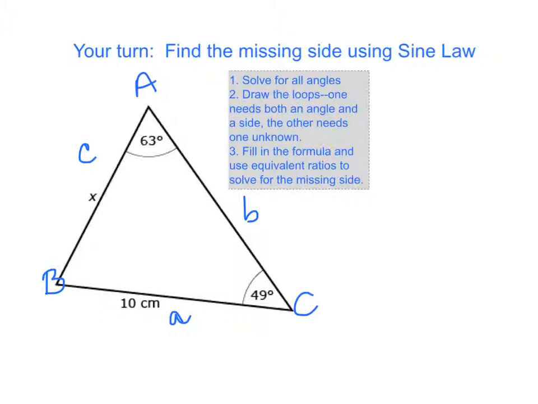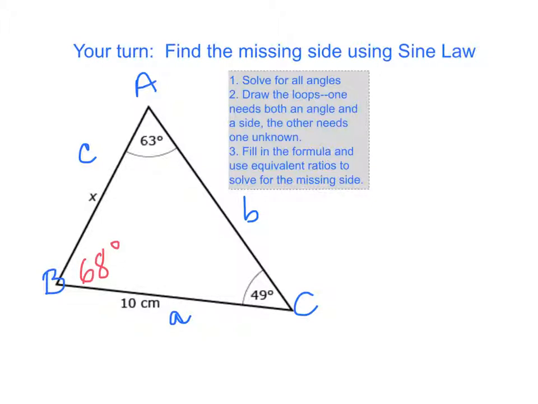So now what we want to do is check to see if all angles are solved. Oh, guess what? They're not. So let's go and solve for the missing angle first. All right. If you did the math correctly, which I think I did, you'll find the missing angle is 68 degrees. Now it's time for us to look at figuring out how to use the formula. So that's the next stage.